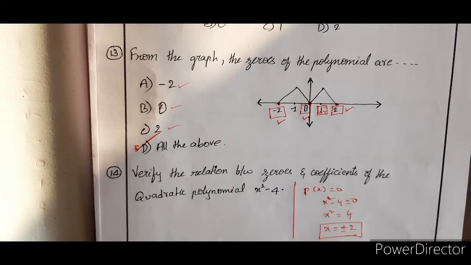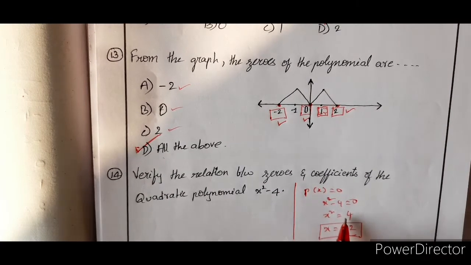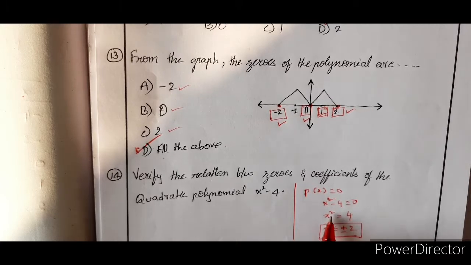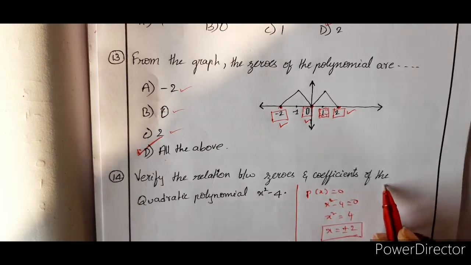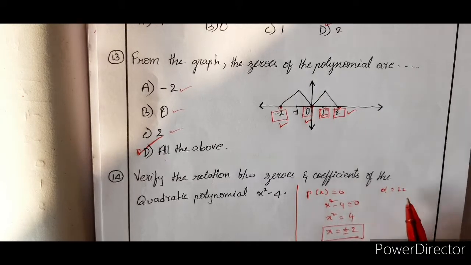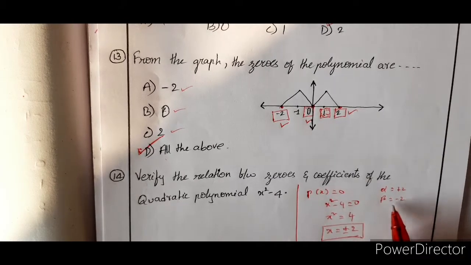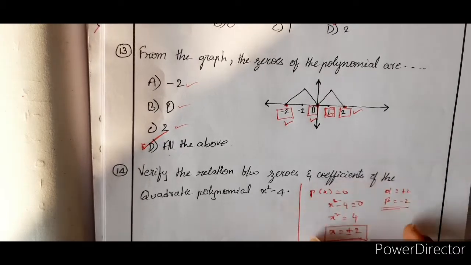The square root of 4 is 2, and it can always be plus 2 or minus 2 because it is a square. Right. So x is equal to plus or minus 2. That means I got alpha is equal to plus 2 and beta is equal to minus 2. This is what I got from this.